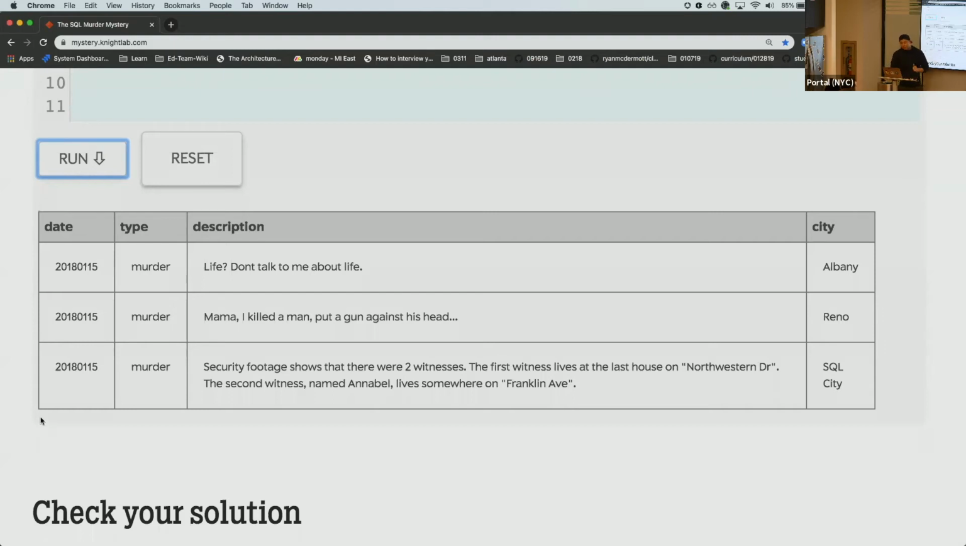And here we have some additional information. Security footage shows that there were two witnesses. The first witness lives in the last house on Northwestern Drive. And the second witness, named Annabelle, lives somewhere on Franklin Avenue.